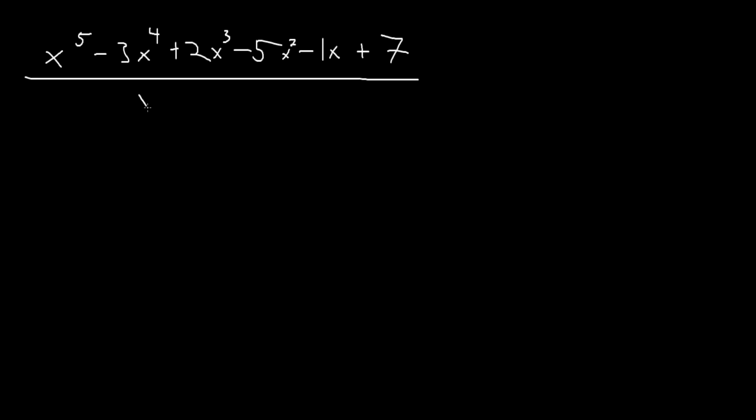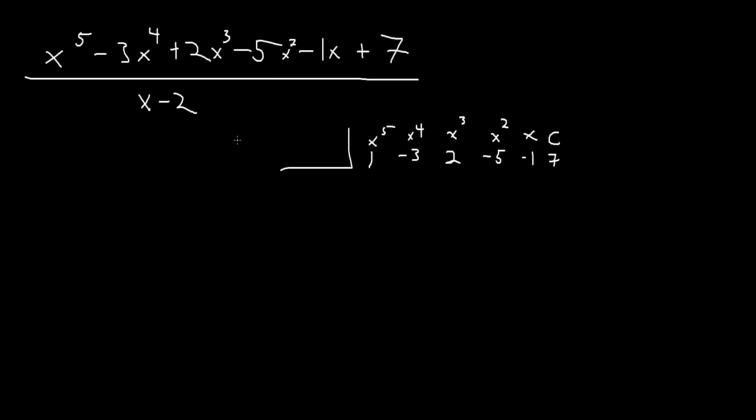So, let's say we divide by x minus 2. We're starting off with x to the 5th, then 4th, then 3rd, then squared, then x, then the constant. This one would have been really annoying to do with long division. So we've got 1x to the 5th, -3x to the 4th, +2x cubed, -5x squared, -1x, and then a +7.